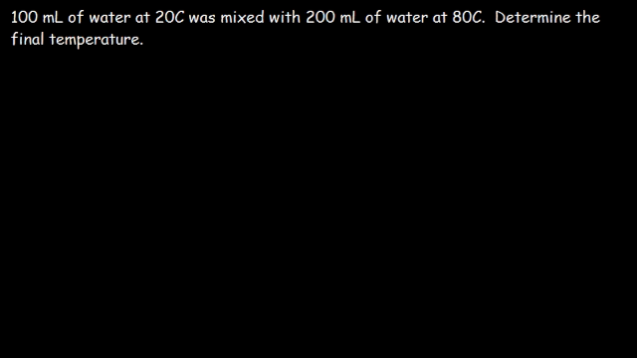So here's another problem that we can try. 100 milliliters of water at 20 degrees Celsius was mixed with 200 milliliters of water at 80 degrees Celsius. Determine the final temperature. So here is another heat transfer problem. Heat is going to flow from the hot water solution, or the hot water solvent, to the cold water solvent. So we can set up another equation like the last problem. So basically Q of A for the cold water mixture or solvent equals negative Q of B for the hot water solvent.